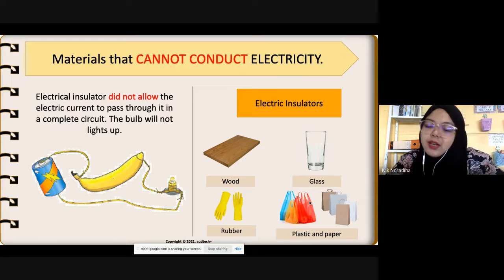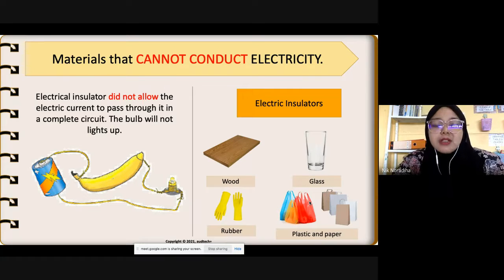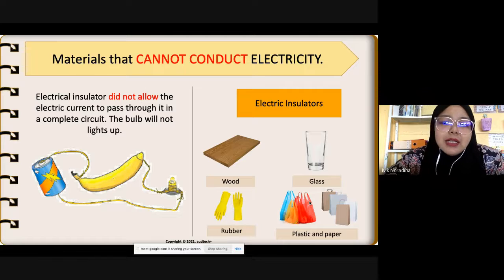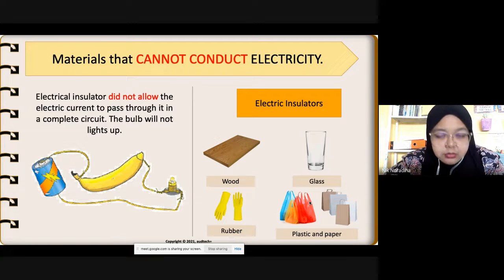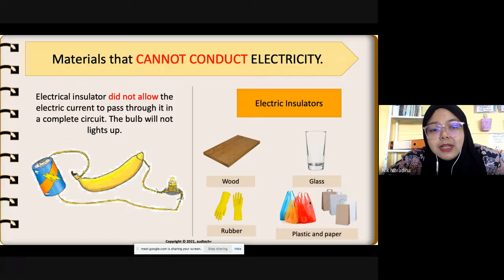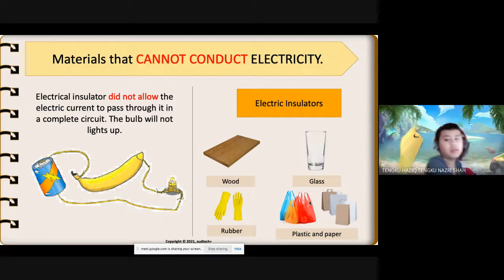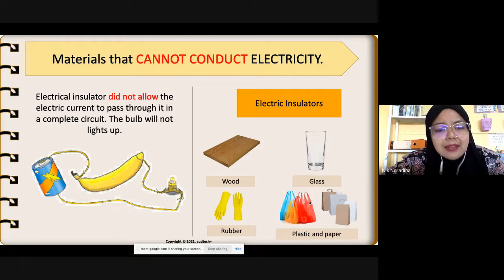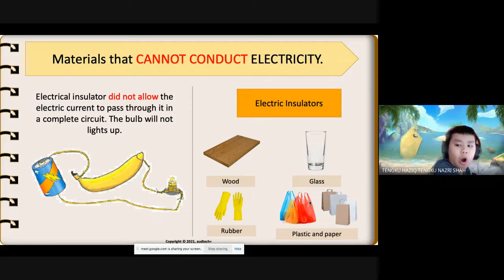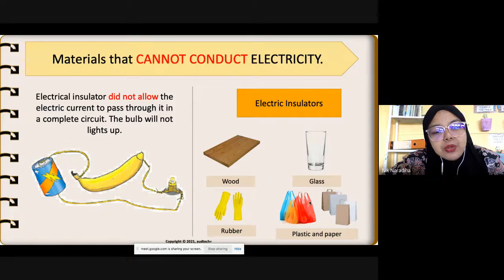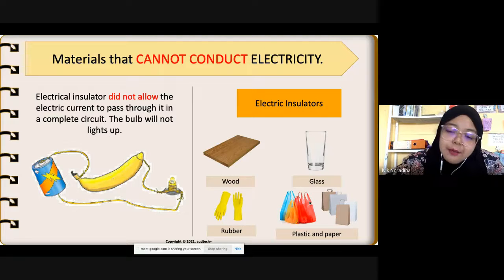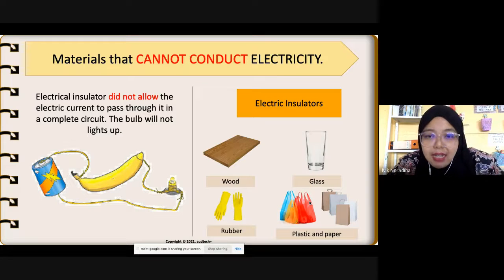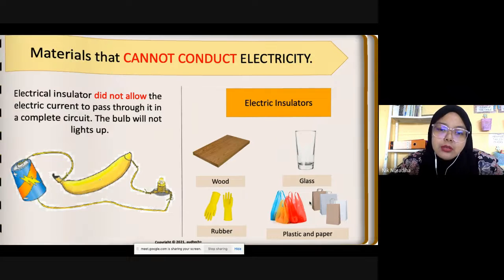Alright, so just now conductor, this one is about insulator, cannot conduct electricity. So electrical insulator will allow or did not allow the electric current to pass through? Did not allow. Correct. So the bulb will light up or not? No. The bulb will not light up because we use electric insulator. Insulator did not allow electric current to pass through.